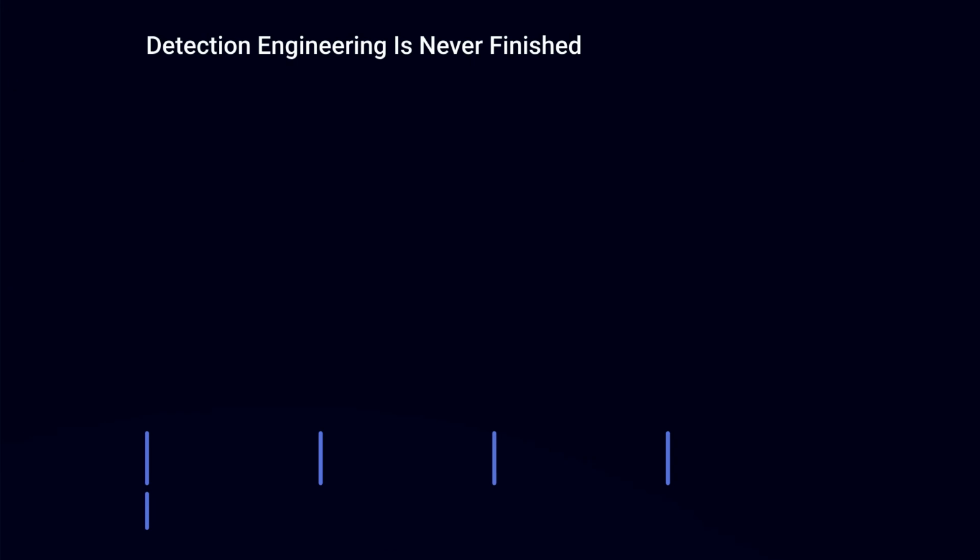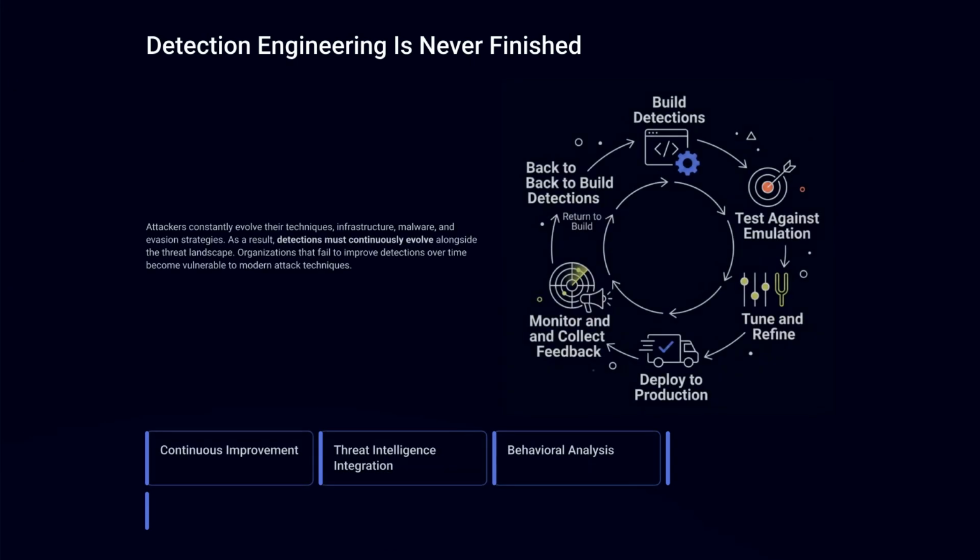Detection engineering is a continuous improvement cycle. Attackers constantly evolve their evasion strategies, so detections must continuously evolve alongside the threat landscape. The process involves building, testing, deploying, monitoring, tuning, and going back to build stronger detections.